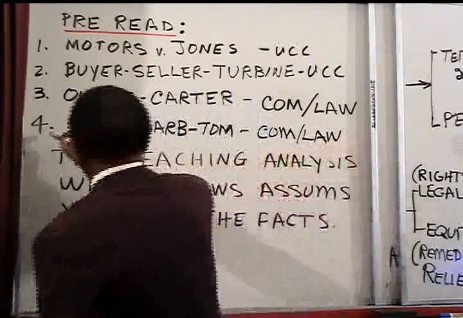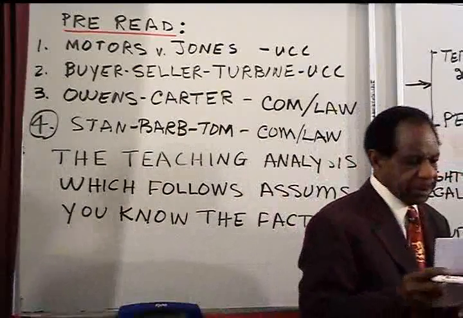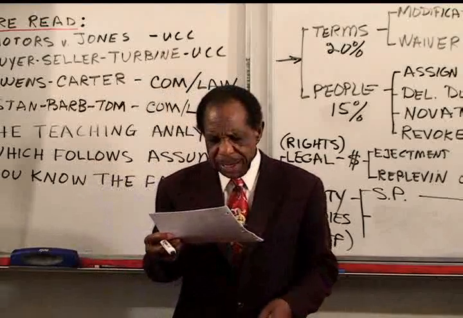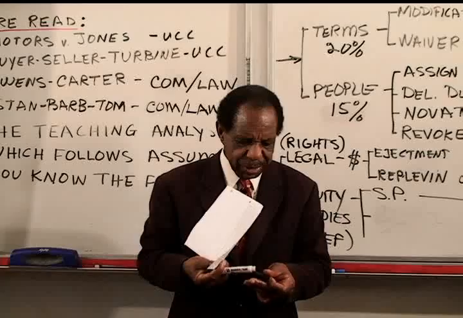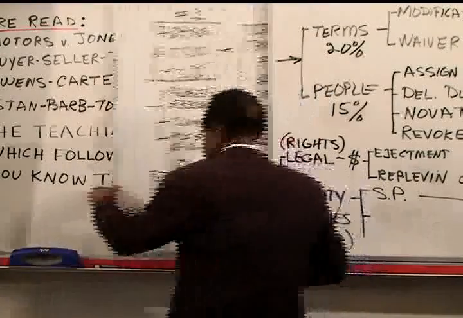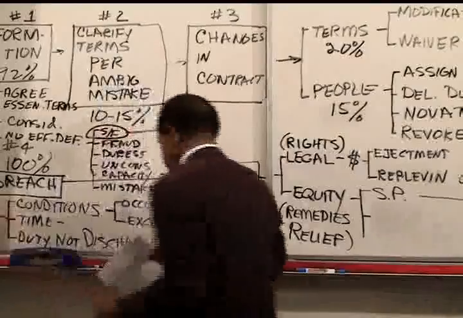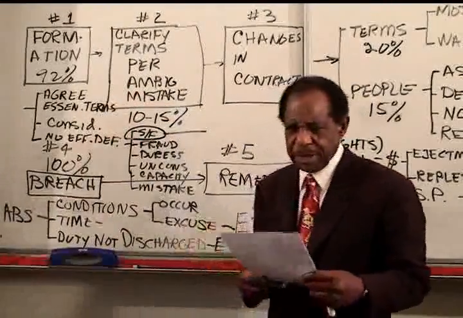So we're doing this problem now, Stan, Barb, Tom. And in that problem it says, Stan and Barb entered into a valid written contract. Now there go your formation issues. Everyone agrees, I think, you don't have any formation issues because they told you they had a valid contract. That's all you say about it. According to the facts, they had a contract.